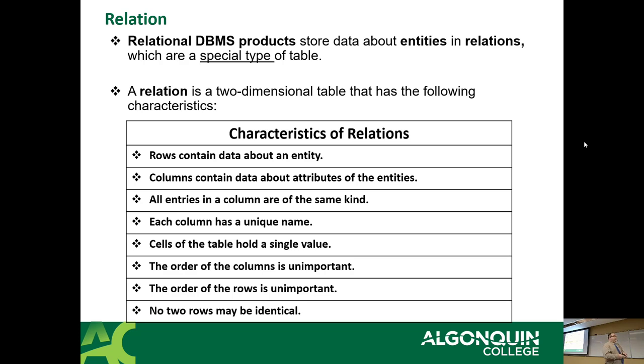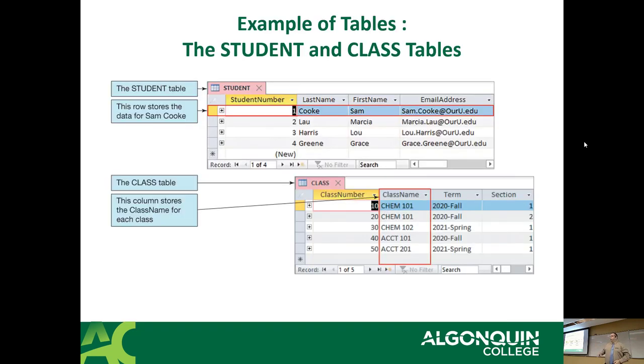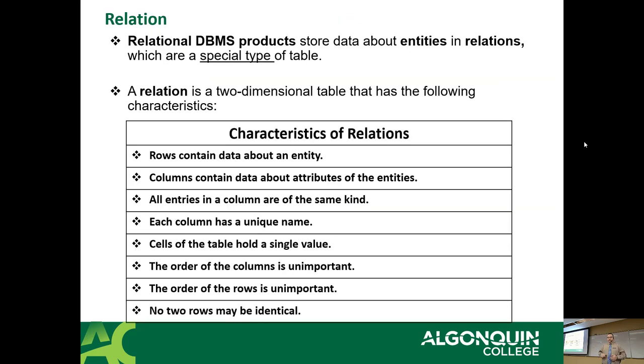Each intersection of a row and a column contains a single value. Just like when you look at a spreadsheet, each intersection of a row and a column contains only one value, which is that point right here. Cells of a table hold a single value.